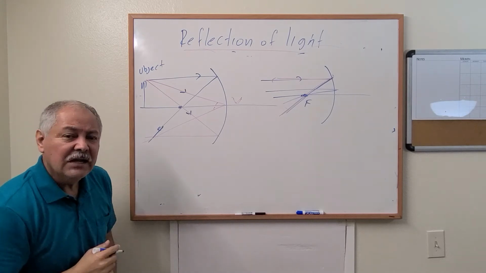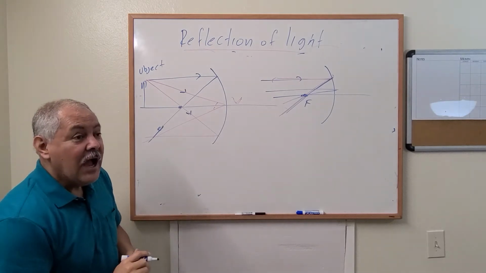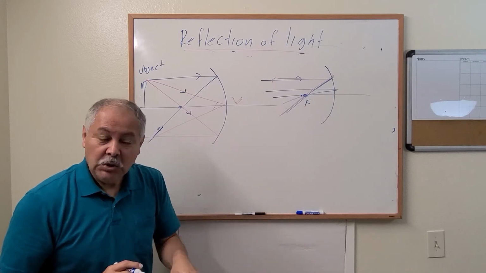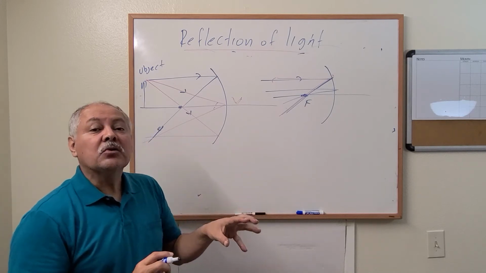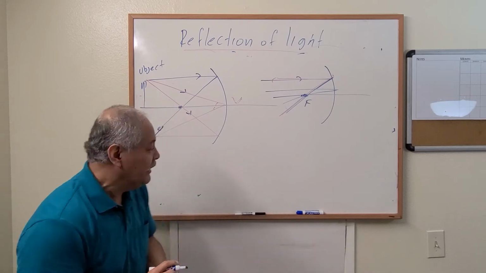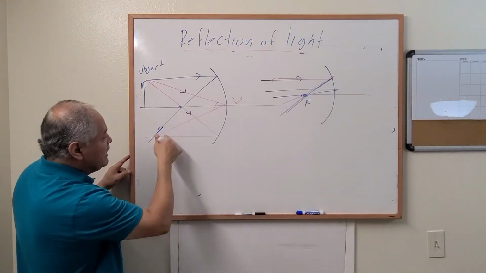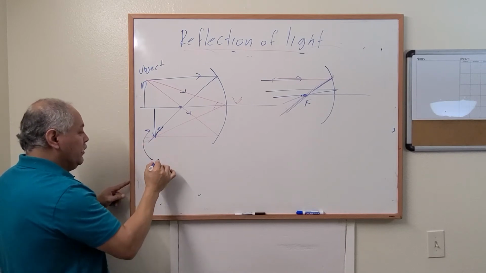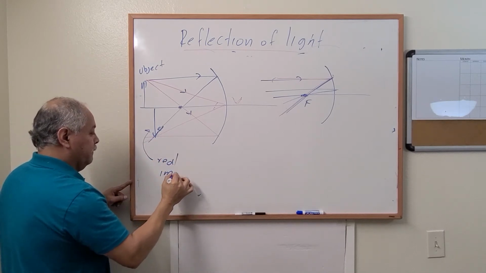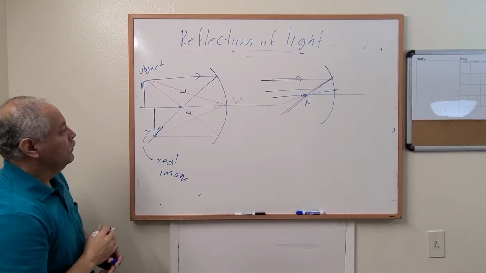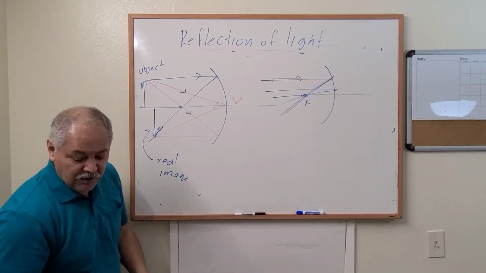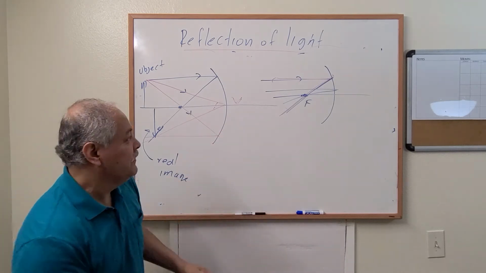And what is the image? Again, the image is at the point where all the rays meet. It could be a real image or a virtual image. In this case, real light is coming and forming the image, and this is a real image. Perfect. Now let's use the same technique for another case.